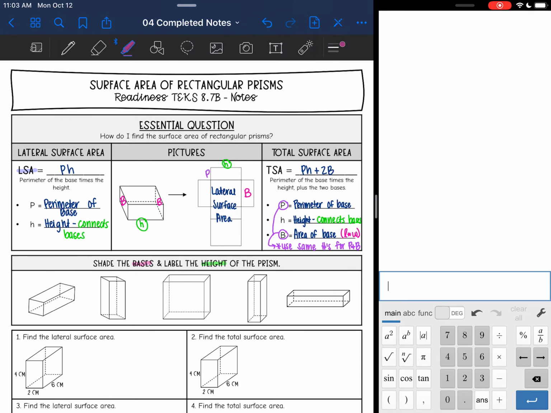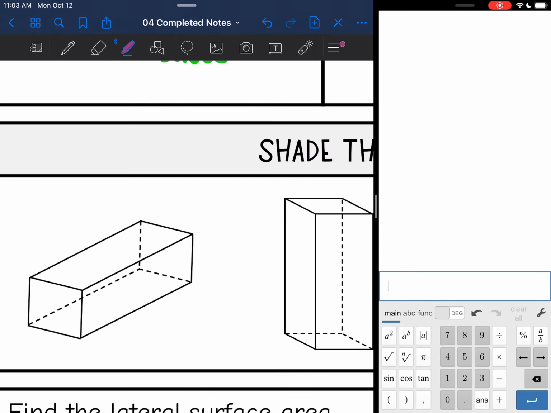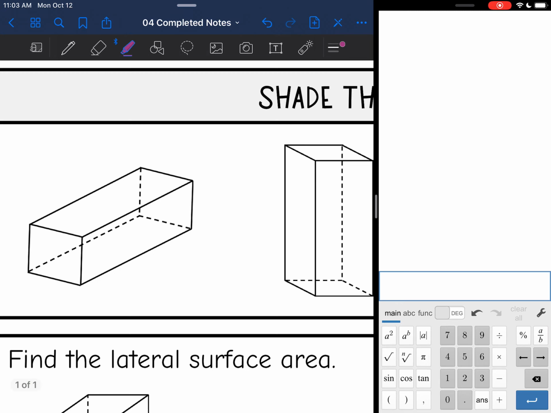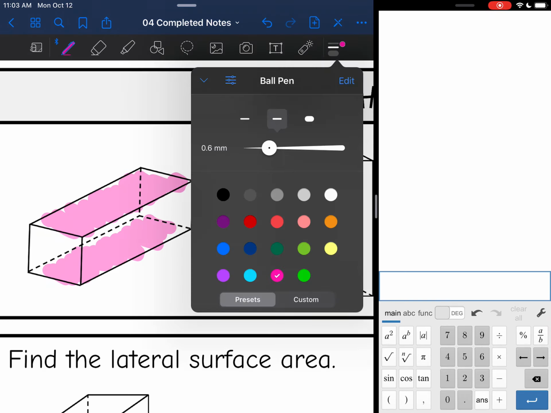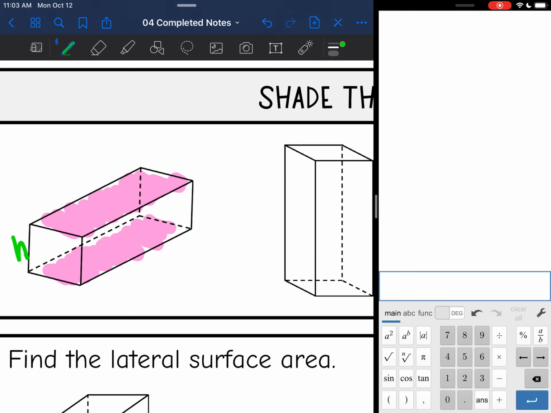So remember, rectangular prisms are special because all of their faces are rectangles. So you can use any two of the opposite faces as the bases. I like to use the bottom and the top. That just makes most sense to me. So you'll see me doing that most of the time. And then that would make the vertical distance the height.